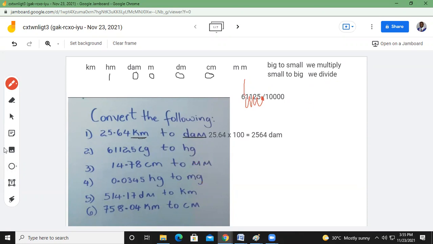So basically, we could conclude our answer. This is the conclusion. So the conclusion is that we're looking at 6.1125. And this answer is in hectograms. So we could put it beside it for now. That's fine. Let's put it beside that solution right there.